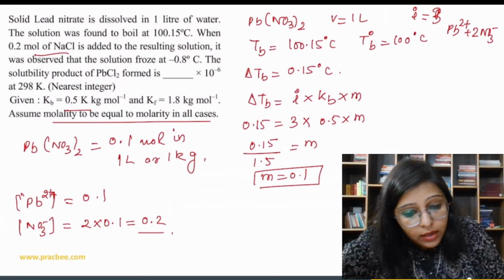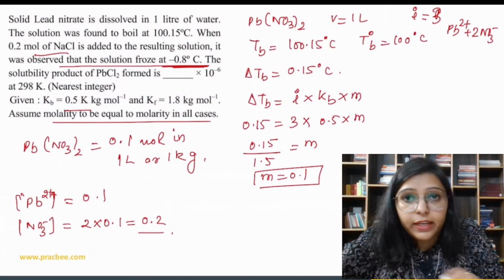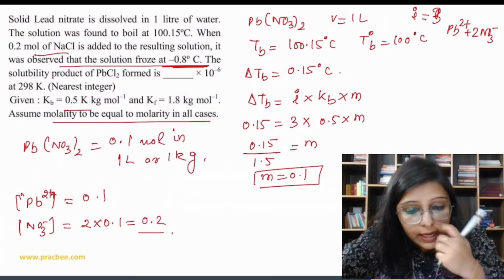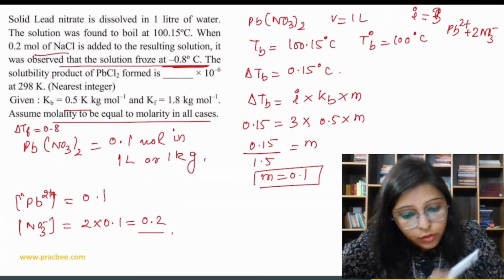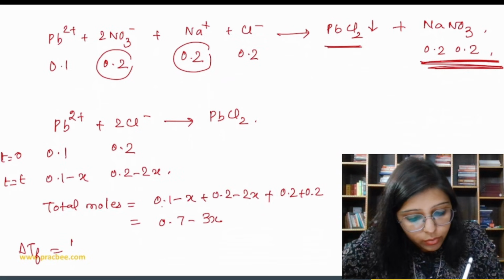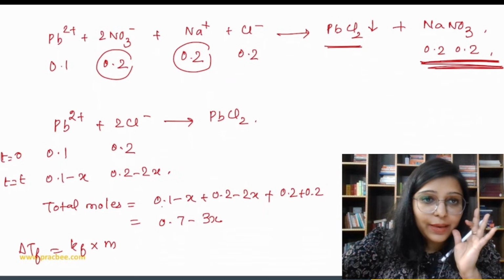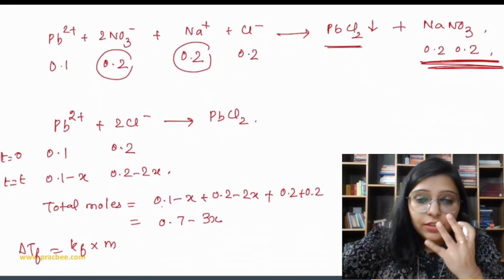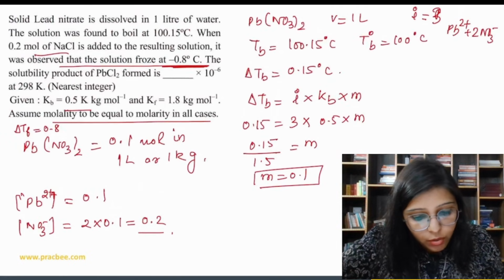It was observed that the solution froze at minus 0.8 degrees Celsius. So it means delta TF value is 0.8. So if delta TF value is 0.8, what we can write? Delta TF is equal to KF into molality. Molarity, they are all the same, 1 kg, 1 liter, so let us take the moles only. So delta TF is 0.8. KF value is 0.18, right?